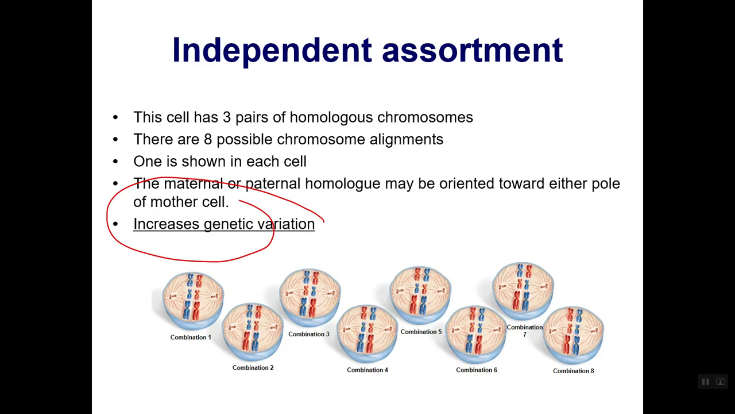Okay, so you need to know what independent assortment is and why it's important. What it is, is where the chromosomes line up independently of one another or at random. The importance is that it increases genetic variation, and it also occurs in metaphase 1. Those are the 3 things you need to know about it.